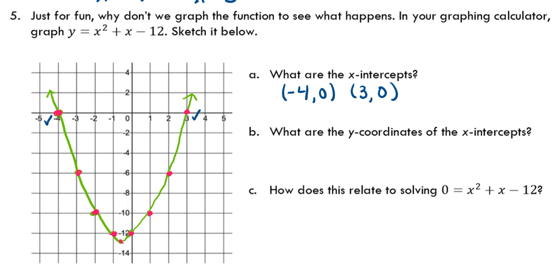That's where this graph crosses the x-axis. Notice that the y-coordinate for both of those is 0. By definition, when we cross the x-axis, the y value is 0. So if we're solving y equals x squared plus x minus 12, then in order to solve it, we're going to change the y to 0, just like we did above, so that we can find the x-intercepts.